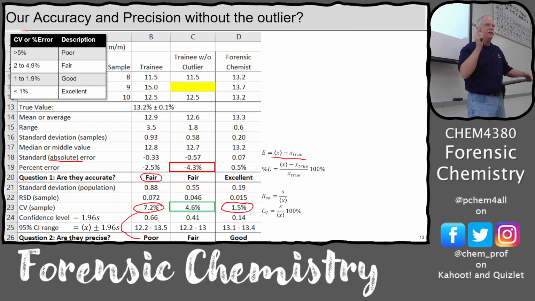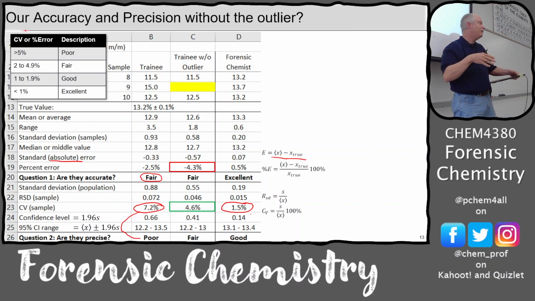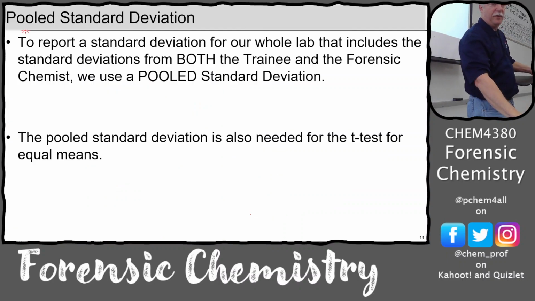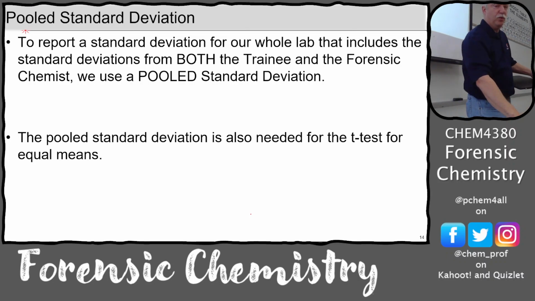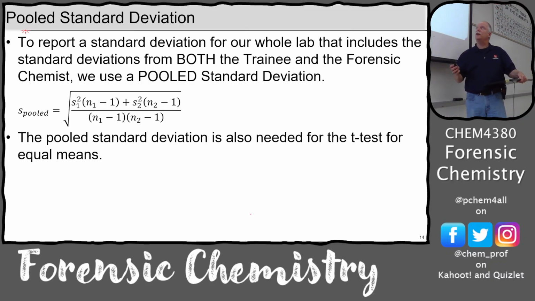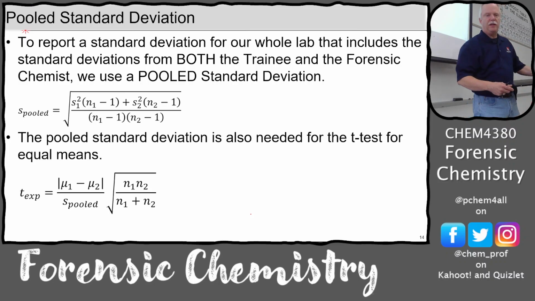Let's look numerically to see if they are giving the same mean value and the same standard deviation or the same variance. So to report a standard deviation for the whole lab, we need to use that pooled standard deviation. So this is the pooled standard deviation equation, and this pooled standard deviation is also needed for the t-test for equal means. So you should get good with calculating that pooled standard deviation. And here's the t-test for equal means. And remember, after we pull that outlier out, these are not the same values. So like one of these would be 9, the other would be 10.